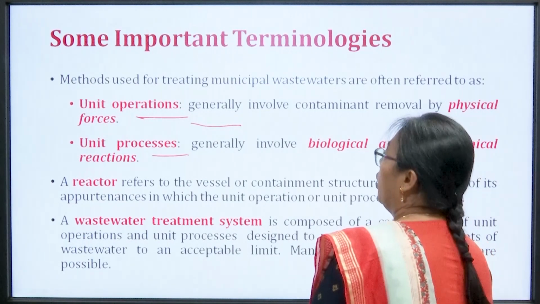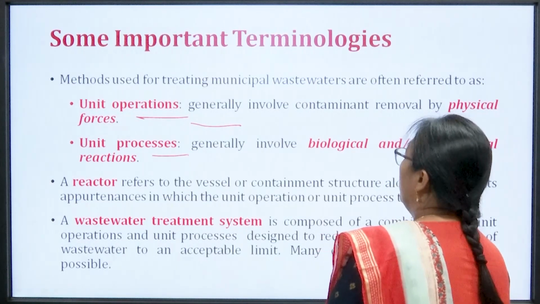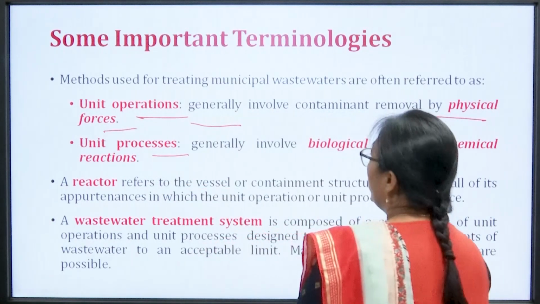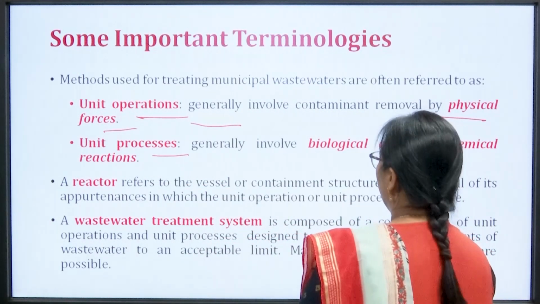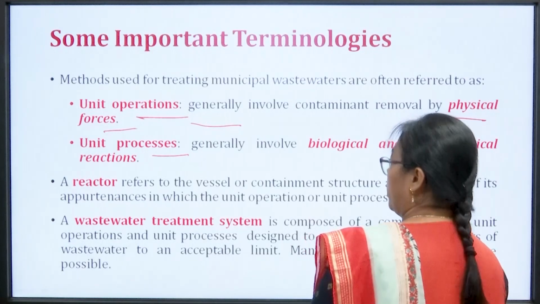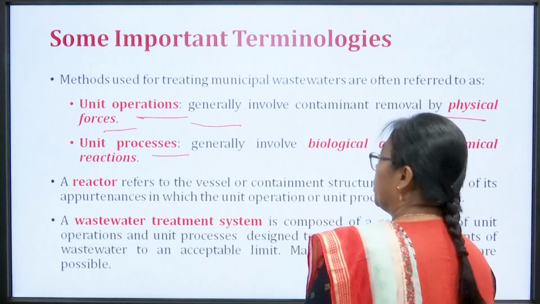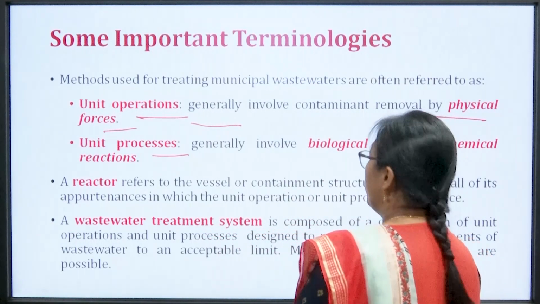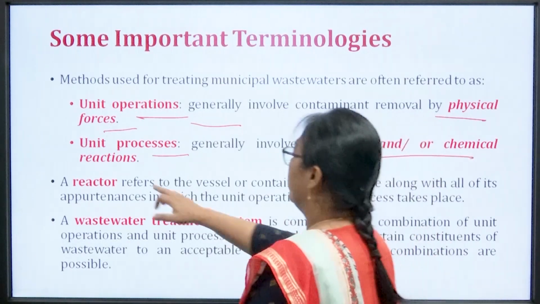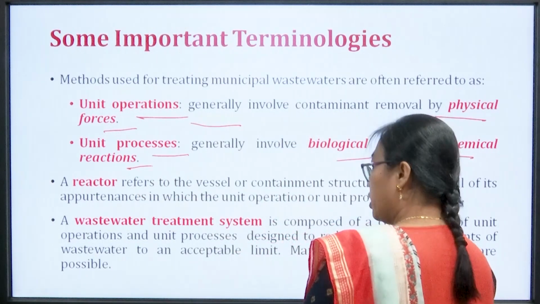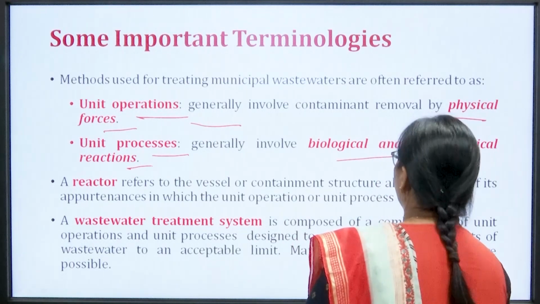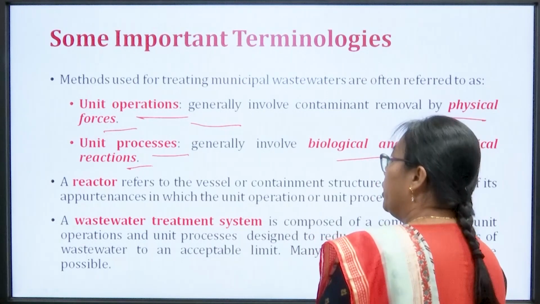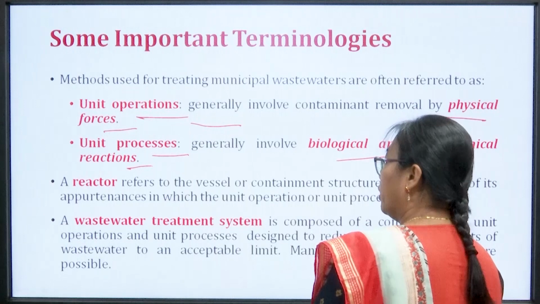When we talk about unit operations, we are generally talking about something involving physical forces. So, unit operations generally involve contaminant removal by physical processes. We are using physical processes to remove those contaminants. And unit processes generally involve biological or chemical reactions, right. So, operations mean physical forces and processes mean biological or chemical reactions. Okay. Another term we need to understand is reactor.